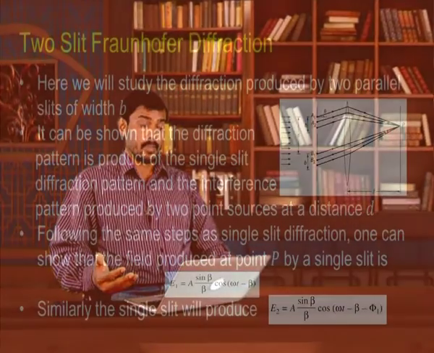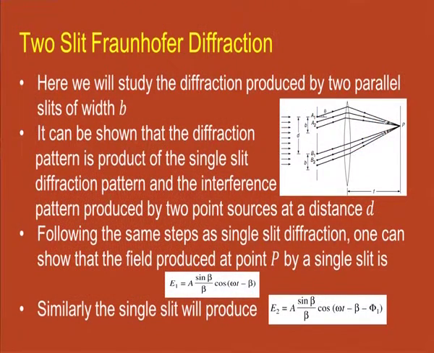Now, let us discuss two slit Fraunhofer diffraction. Here we will study the diffraction produced by two parallel slits of width b. It can be shown that the diffraction pattern is the product of the single slit diffraction pattern and the interference pattern produced by two point sources at a distance d.